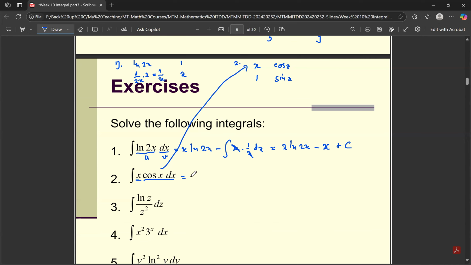Integration by parts will be x sine x minus the integral of sine x dx. So we have x sine x minus, and the integral of sine x will be minus cosine x, so plus cosine x plus C. This is the result.